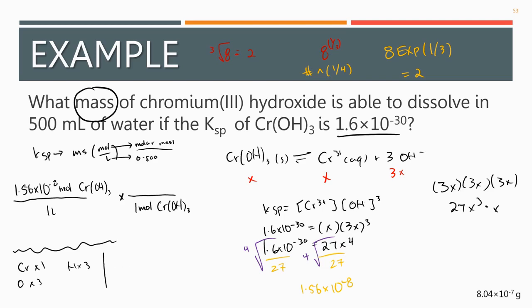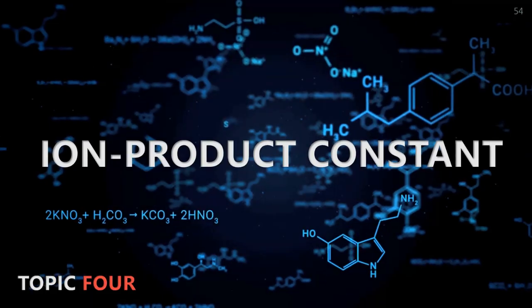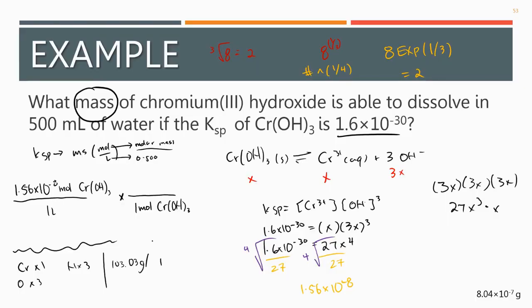So let's do this real quick. Chromium is 52 flat, so 52.00 plus 3 times 16, plus 3 times 1.01, and we get 103.03 grams per mole. Now, depending on who taught you PS20, you should recognize what I'm about to do here.